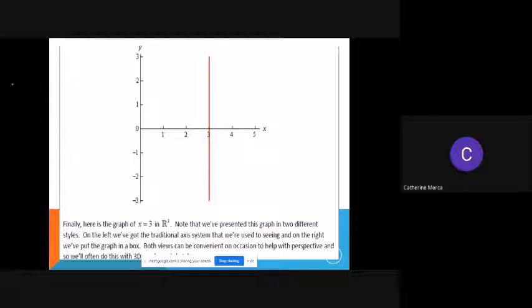Anyone? Do you have any idea what it looks like at x equal to 3? Plane, ma'am. Yes, very good. It's a plane. Yes, it's already a plane.